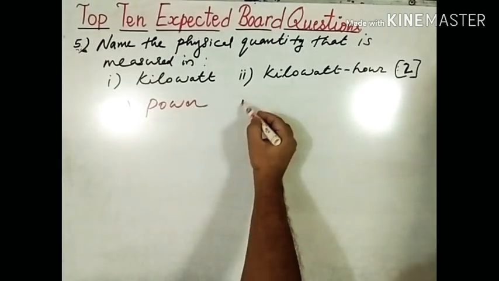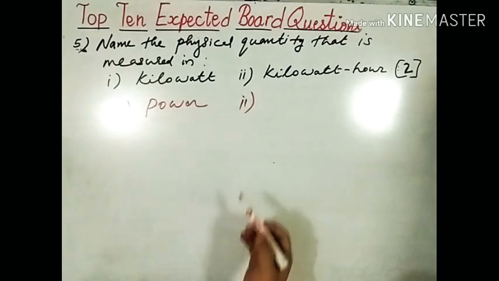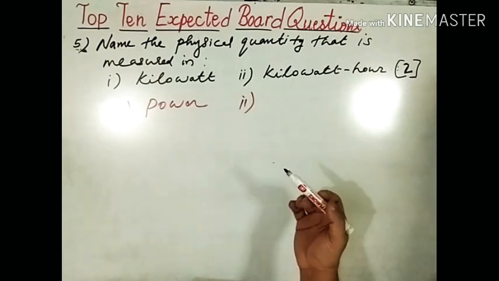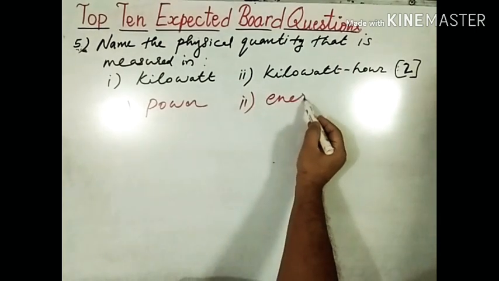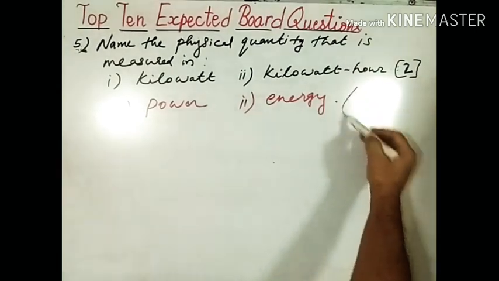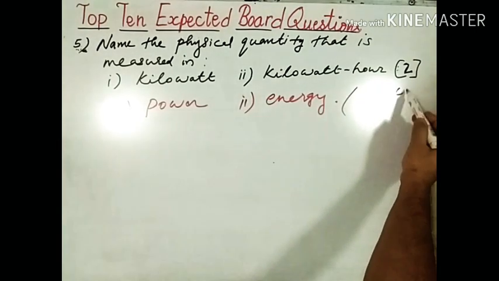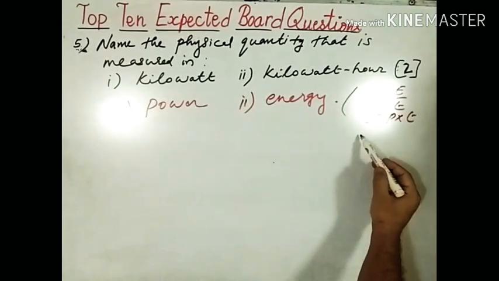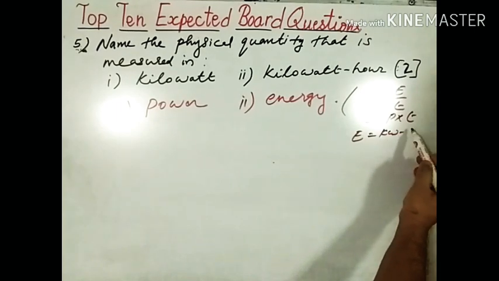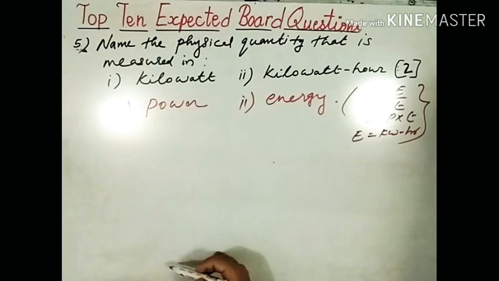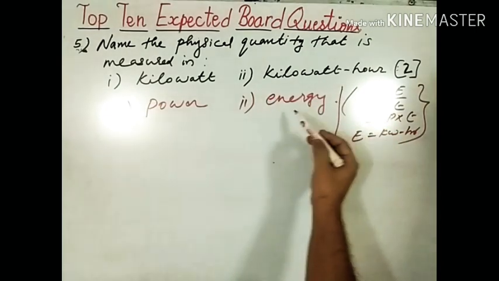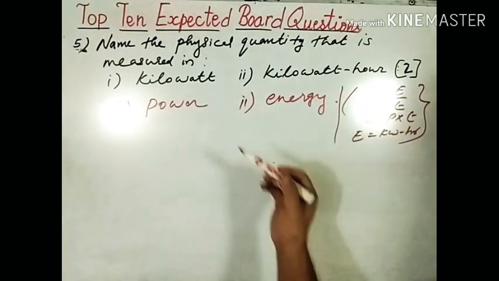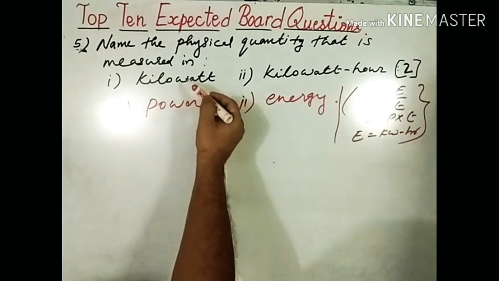Second part, kilowatt hour. Which quantity is measured in kilowatt hour? Is it power? No. It is energy, or electrical energy. Better you write energy, because power is equal to energy upon time, or energy is equal to power into time, where power is measured in kilowatt and time is measured in hour. The commercial unit of energy is kilowatt hour, and the unit of power is kilowatt or watt.